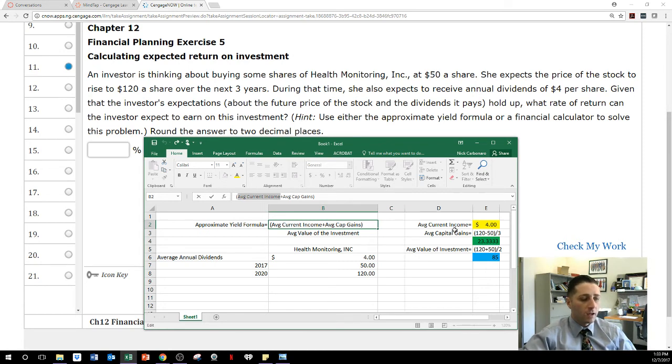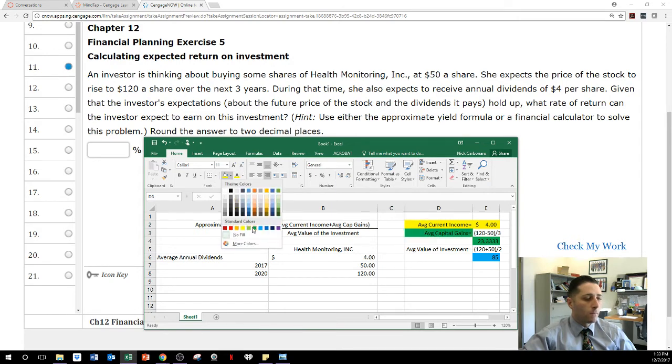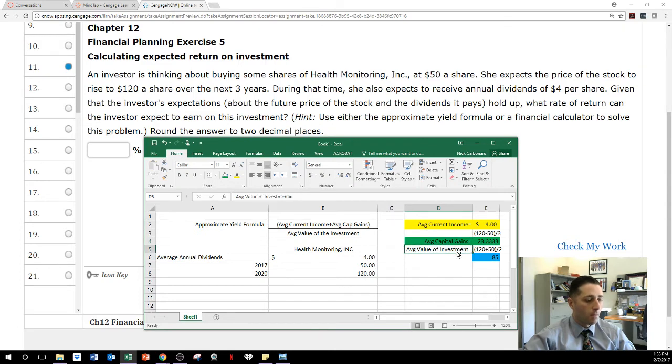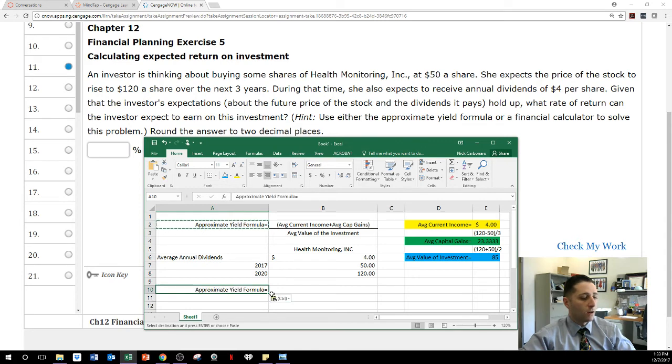We have 3 different things, right? Average current income, average capital gains, average value of investment. Great. Now all we got to do is plug this into the formula, right? We know what the formula is over here, so let's plug it into the approximate yield formula that we have here, and I'll copy this down here so we could actually do it right here.